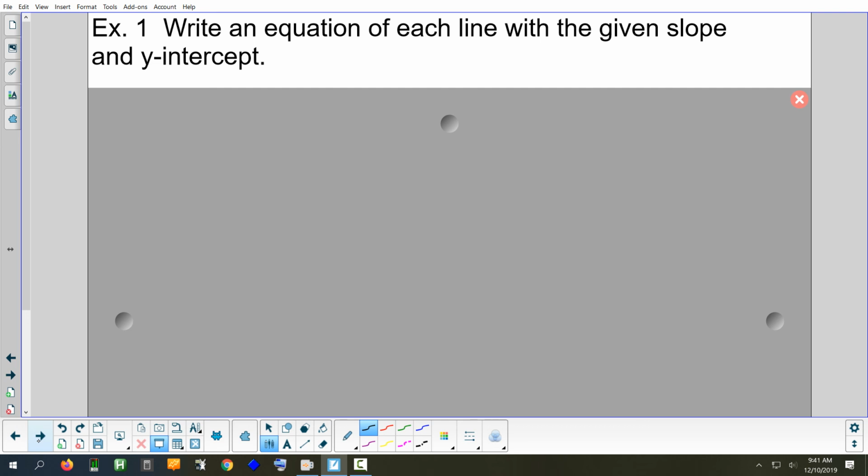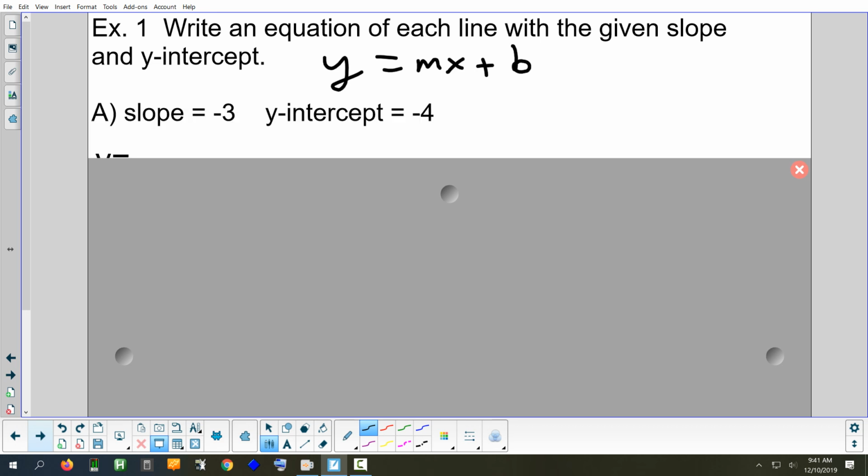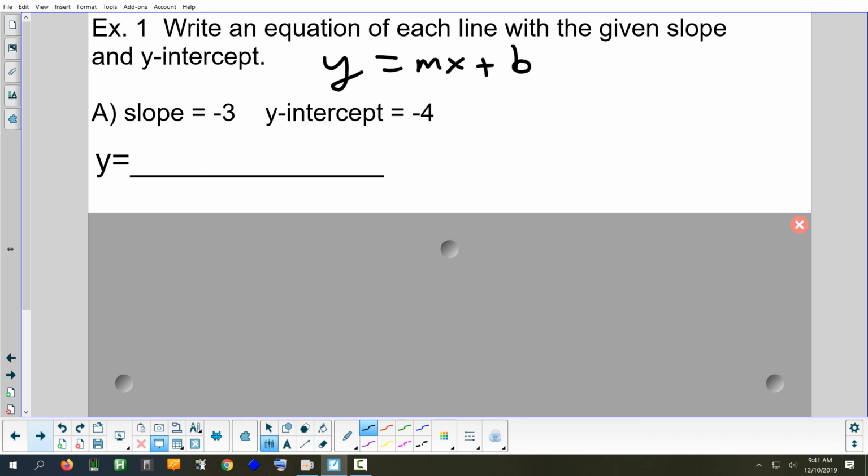Right. So let's look at example 1. So it says write an equation of the line. Now remember, the form you're always using is this. Don't forget that. That's every problem today. Y equals mx plus b. So example A says that the slope I want you to use is -3, and the y-intercept I want you to use is -4.